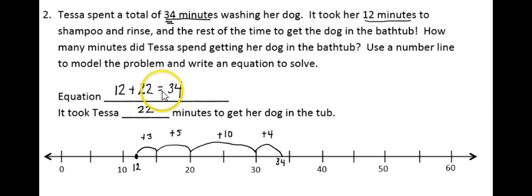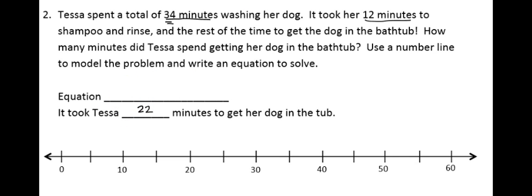There's another strategy we could use to solve this problem as well. Instead of starting at the 12 and counting up to 34, I could start at the 34 and subtract 12, or move backwards 12, and that would show me the amount of time Tessa spent getting the dog into the bathtub. If I start at 34 and jump back to 30, that would be a negative hop of 4. And then I'm going to do a hop of 10 backwards. That gets me to 20, but altogether I've hopped back 14.